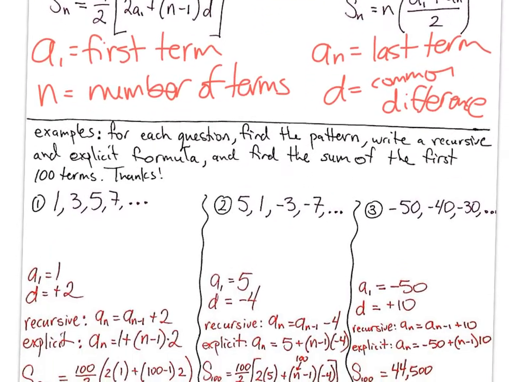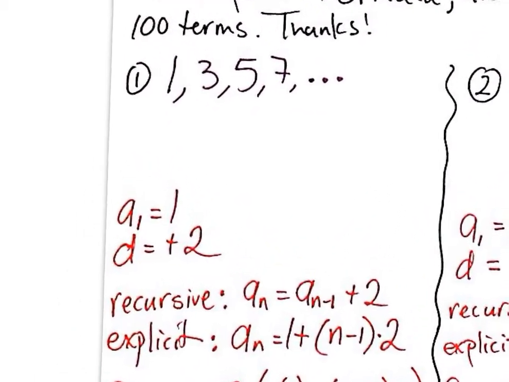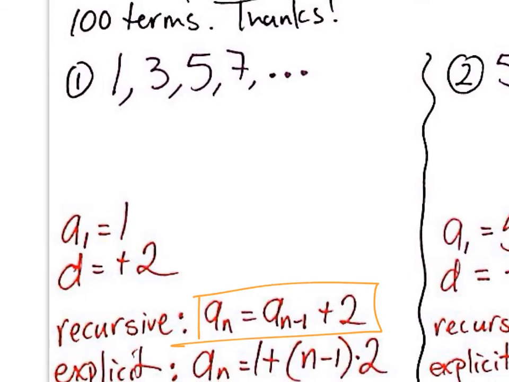Okay, welcome back. All right, so what do we have? Bunch of stuff. So first, when you recognize a pattern, we add 2 every time. So we say that the first term, a sub 1, is 1, and we say the common difference is plus 2. So using the formula as our recursive formula, we can say any term is equal to the previous term plus 2. Boom, there it is, recursive formula.